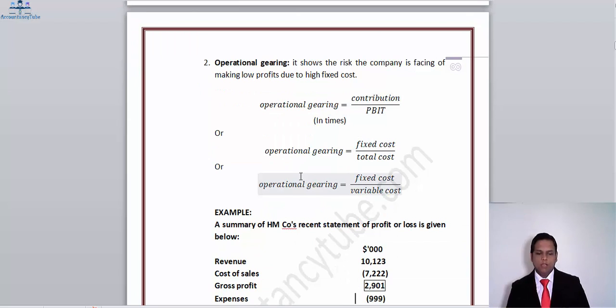The next ratio that we are doing is called operational gearing. Now, operational gearing shows the risk the company is facing of making low profit due to high fixed costs. In the last ratio of financial gearing, we were focused on the impact of debt, that was the main focus. Here we have got an impact of fixed costs.